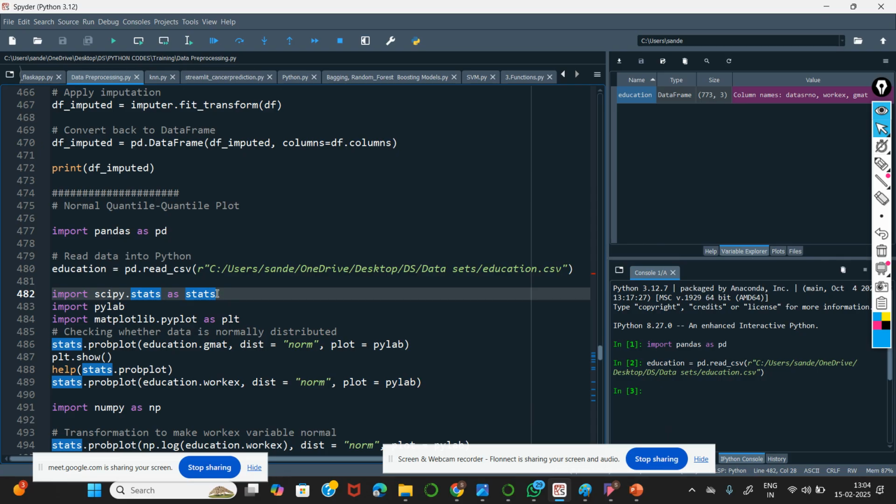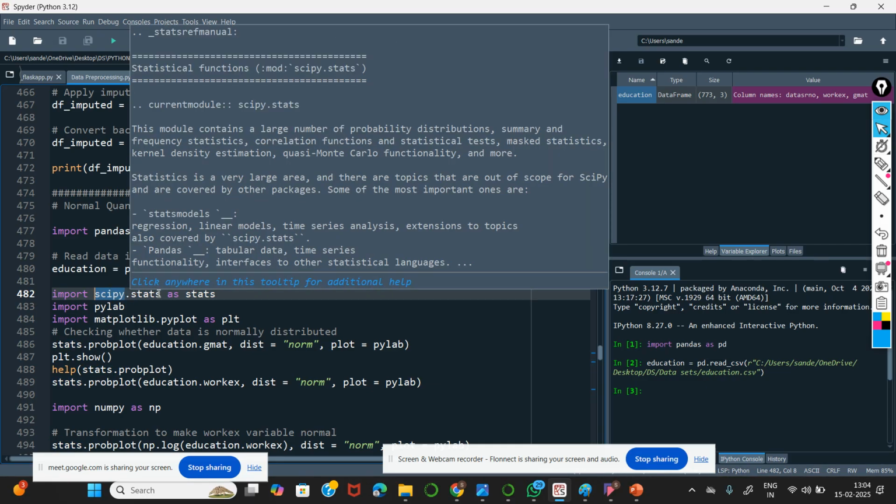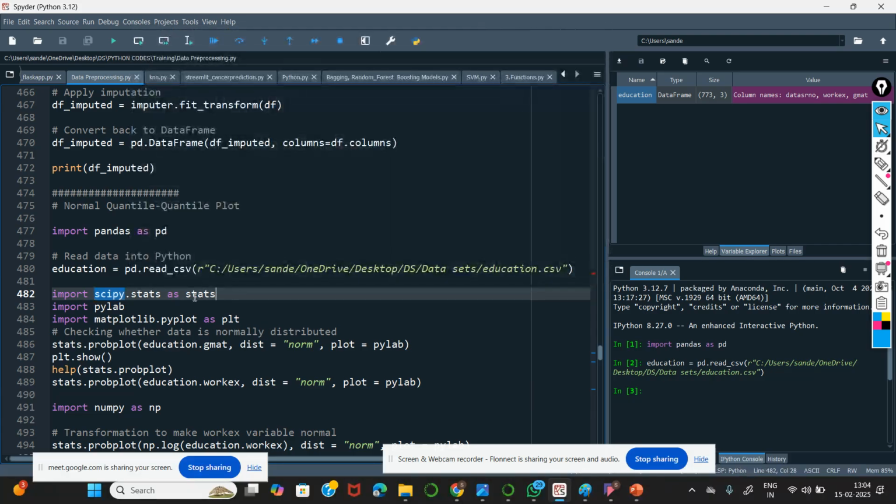From scipy.stats as stats: scipy is a very famous library for advanced mathematical calculation, and we have a module called stats, statistics. Just import it as stats. Any nickname, any alias you can give.